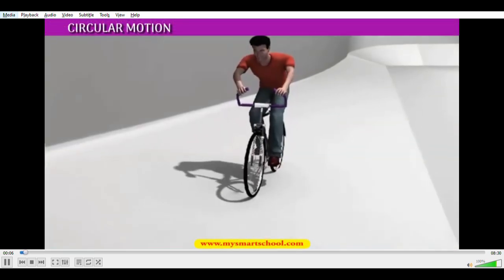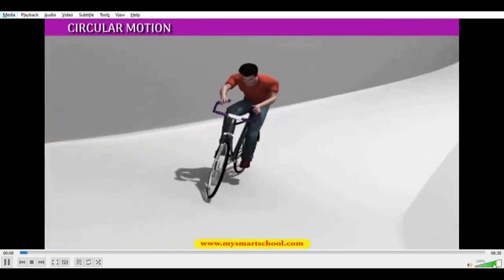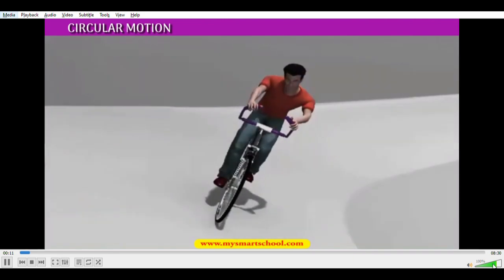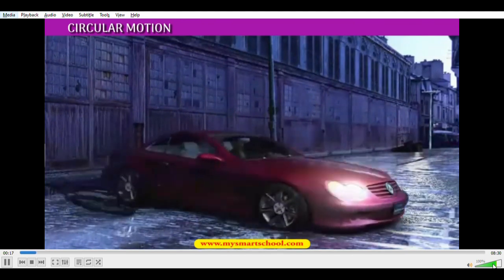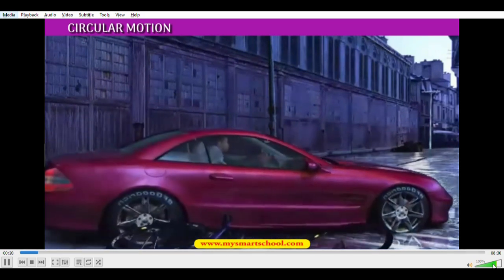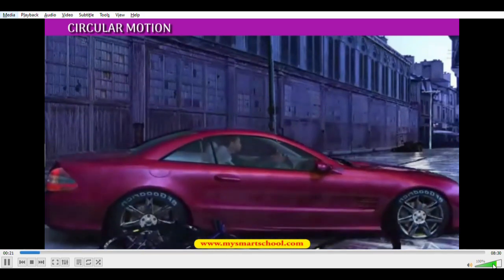Have you ever wondered why a velodrome track is curved? Or on a rainy day, while driving a car at high speed, what happens if you take a sharp turn on a flat road? You will get the answers to these questions in this module.